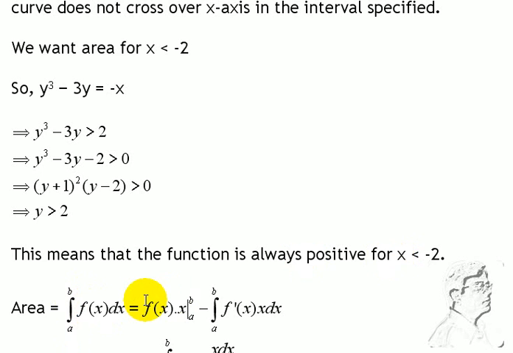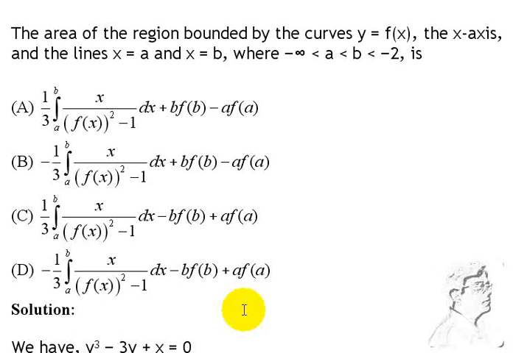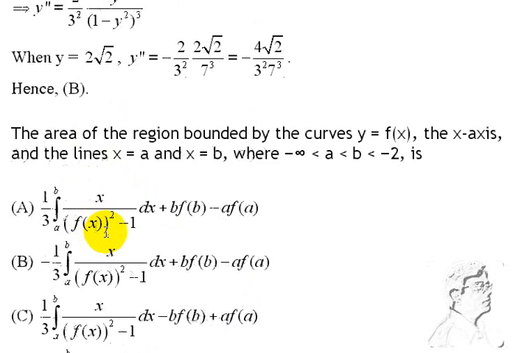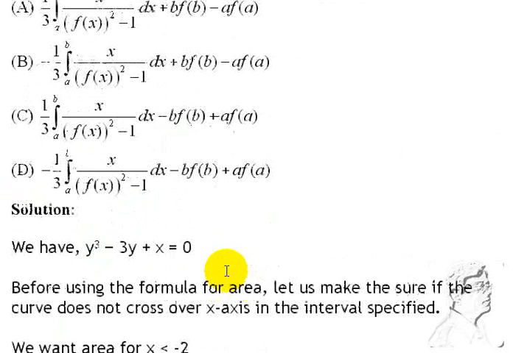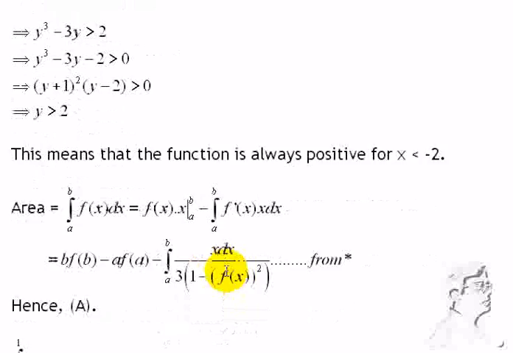Now we use integration by parts. When we do that, we get f dash x again, and looking at the options, we find that there is no f dash x. So we have to get rid of f dash x, and again that relation is going to be useful, where y dash is 1 upon 3 times 1 minus y square. So that's how we get rid of f dash of x.